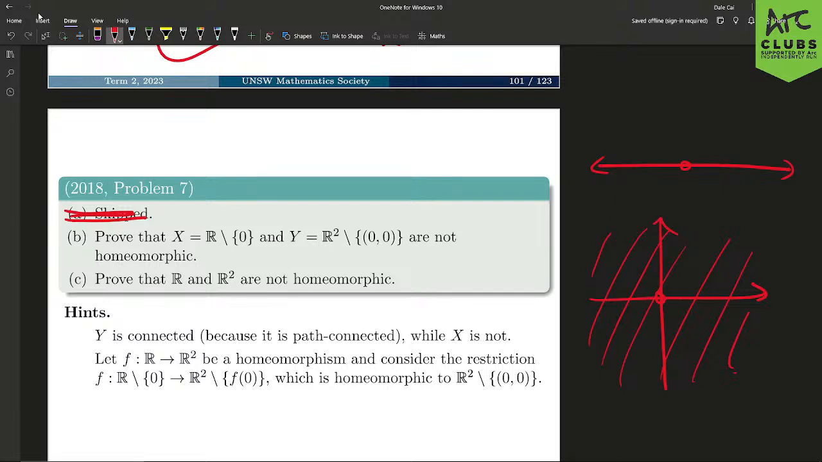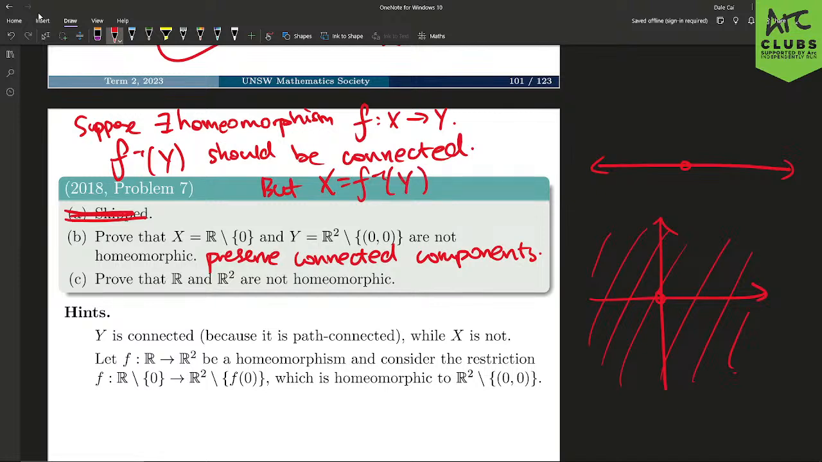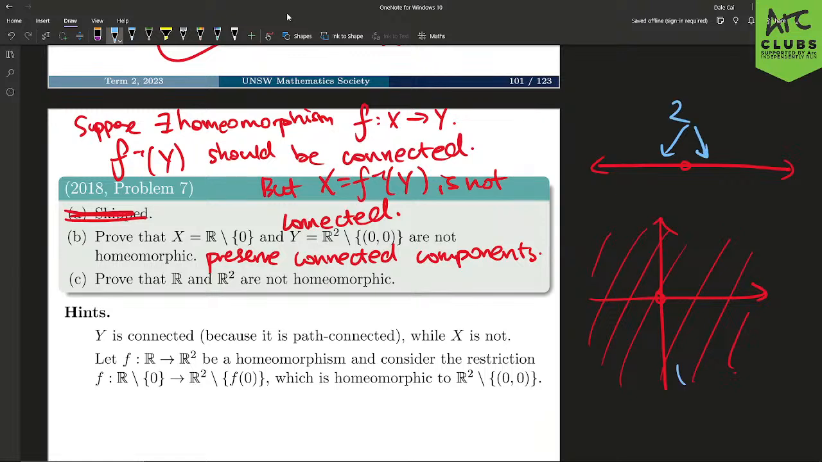Well, hopefully you remember, since homeomorphisms preserve connected components, then what's meant to happen is f inverse of Y. Okay, so the proper answer would be something like this. Suppose there exists a homeomorphism f from X to Y, then f inverse of Y should be connected. But clearly X, which is f inverse of Y, is not connected. Another way to think of this is this is made up of two components, but here there's only one big component.